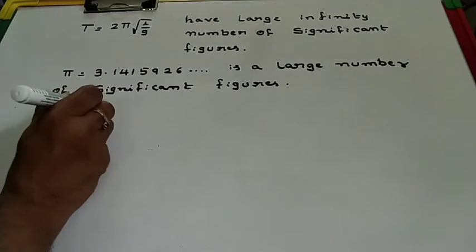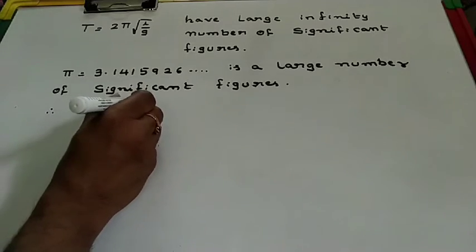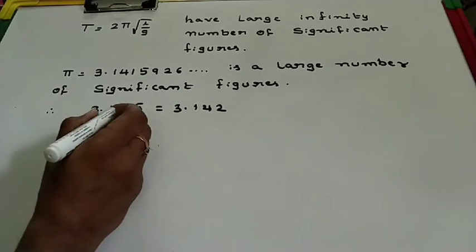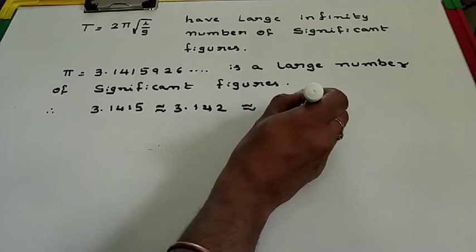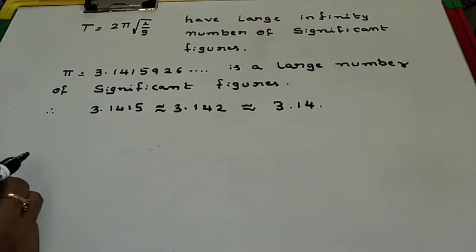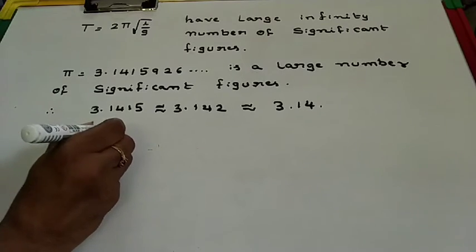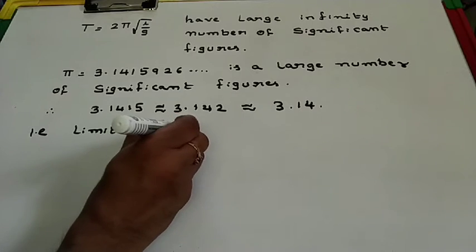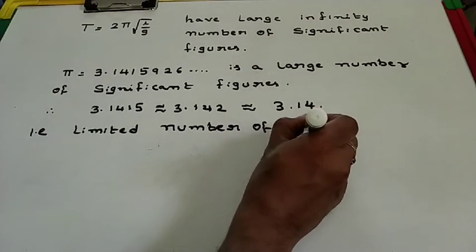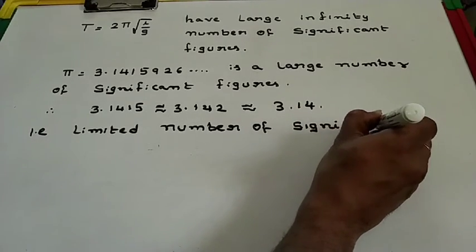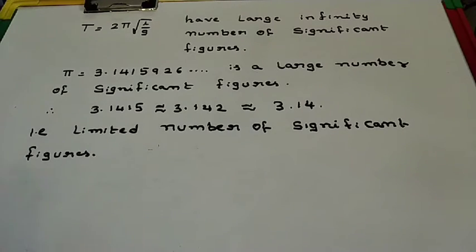Therefore it should be written as 3.141, 3.145. We can write as 3.142. Why? It is an odd number, so becomes as 2. Now this also we have to write as 3.14. Why? It is an odd number. We have to leave like that. Therefore, that is what we understood from this one. We understood that limited number of significant figures. Okay, so this is the meaning for that one.